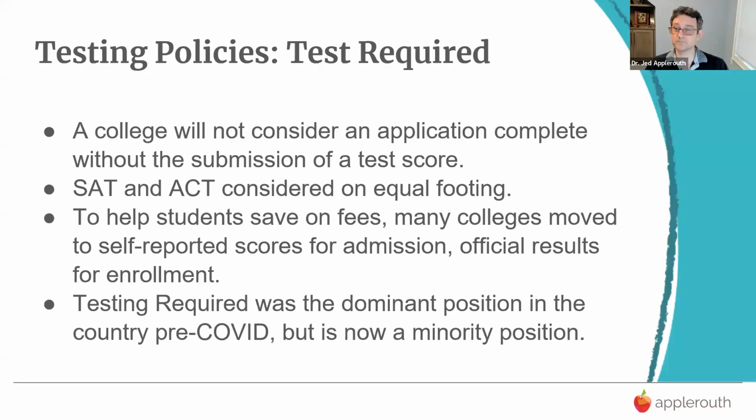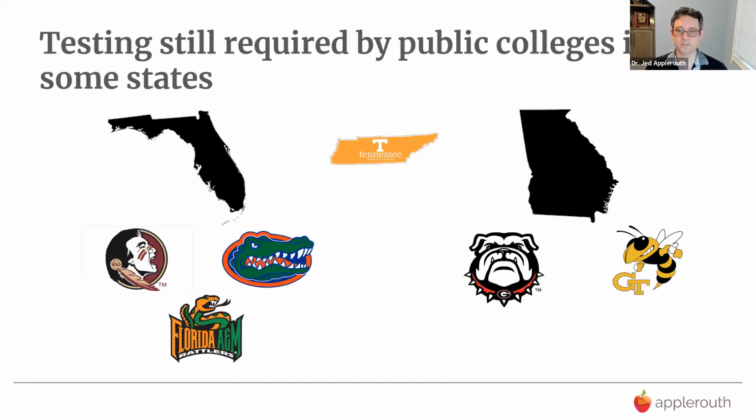So test required, those schools, that's the military academies. That's all the Florida publics. That's Georgia Tech and UGA. That's MIT and Georgetown and Purdue, Tennessee, a few others. Without test scores, you can't go into the school. They need a test score. And so that is a very rare position. It used to be the majority position for many, many years. So here are some of the schools where it's required, some of the publics.